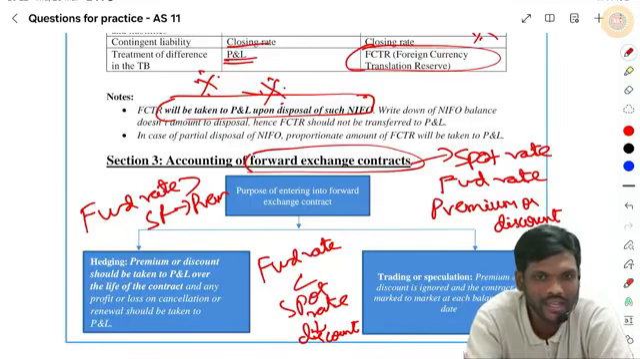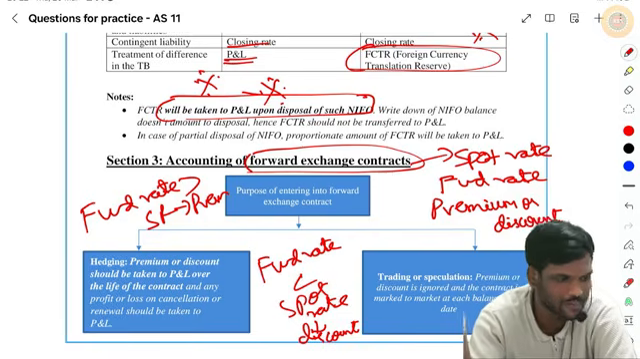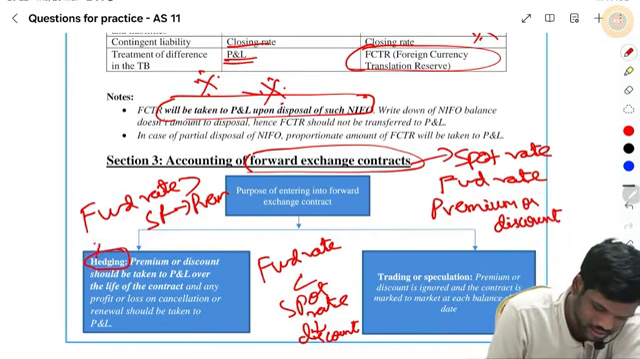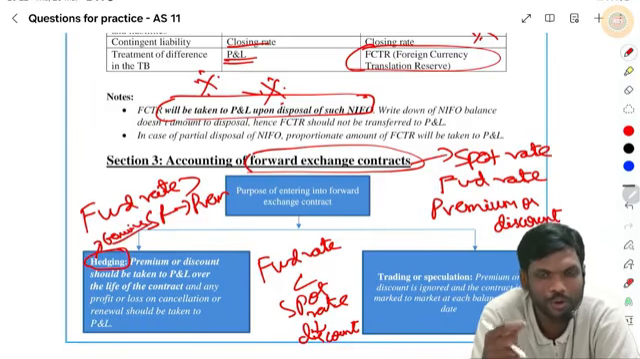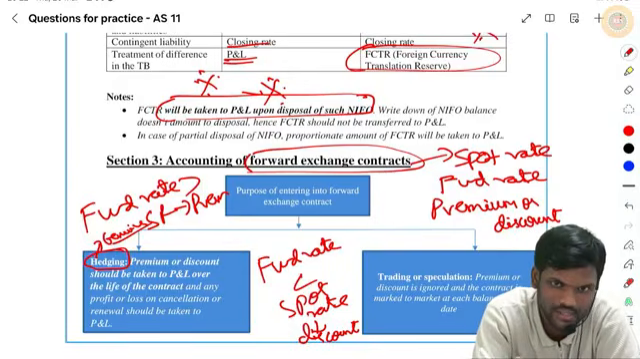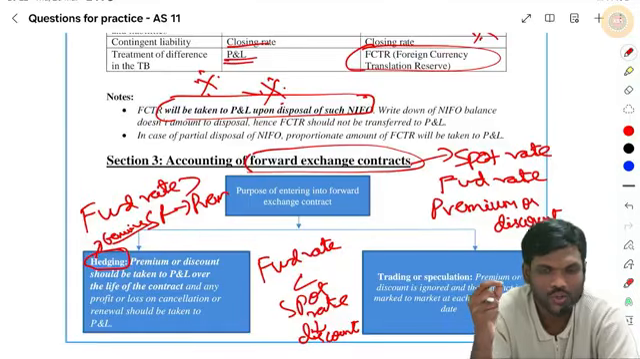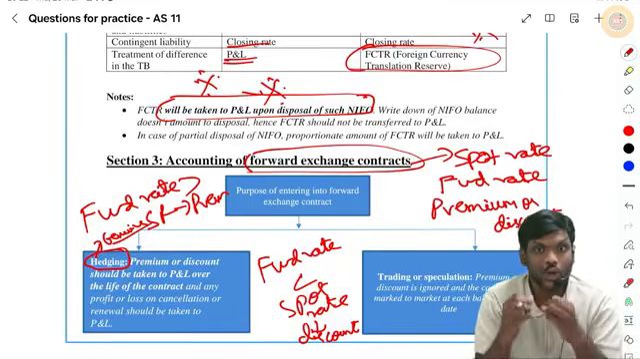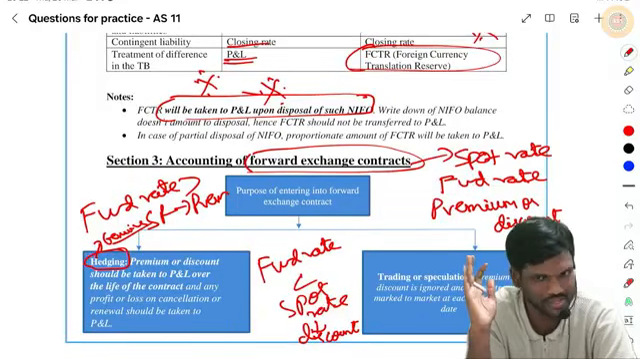Now, a person can enter into these types of forward contracts for two reasons. One is for the purpose of hedging. These are genuine people. They have some risk which they want to protect themselves against. That protection is called a hedge. So they enter into a forward contract to hedge their risk. Those people are called hedgers.